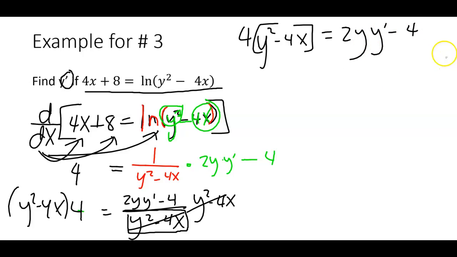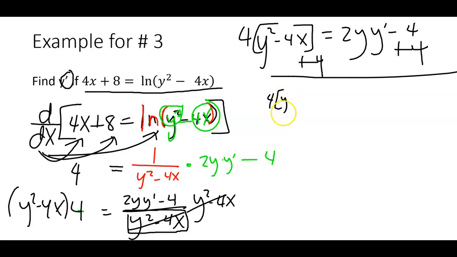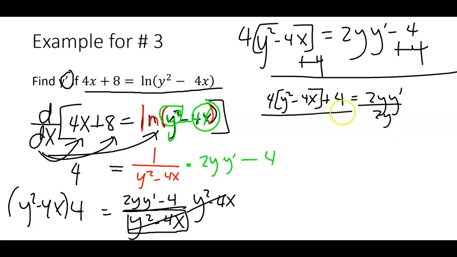All right, the next thing I would do is add this 4 on both sides. So now I've got 4 times y squared minus 4x, plus 4, is equal to 2y y prime. And the last thing I would do is divide both sides by 2y. And that gets the y prime by itself.